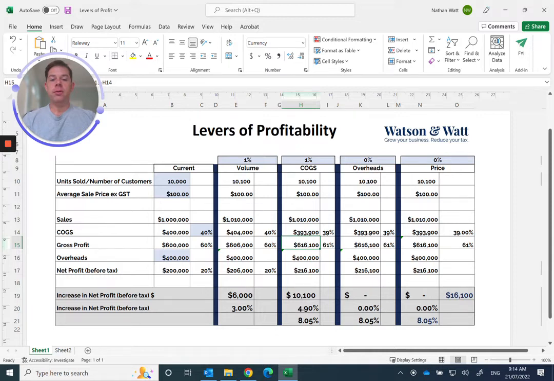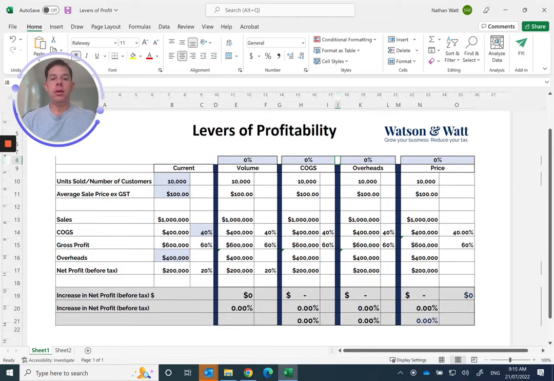So these 2 combined, an extra $10,000 just from doing this one. An extra $10,000 to your bottom line by reducing your cost of goods sold by 1%. So if you can get your goods for $99 instead of $100, that will give you an extra 10 grand based on this business. Now let's have a look at overheads.